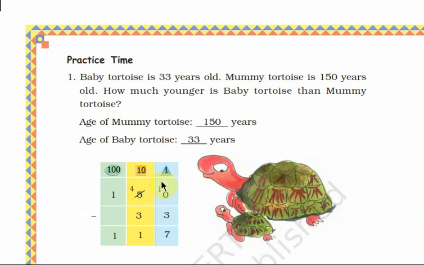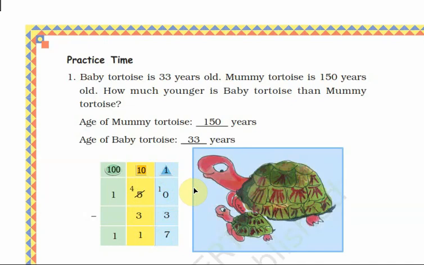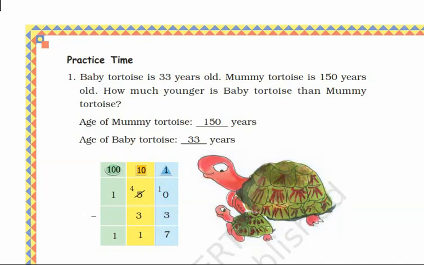As we borrow 1 ten towards here, this 0 will become 10 ones because 1 ten means 10 ones. So how many ones are here? Here it will become 10 ones, and as 1 ten is given to the ones place, here the 5 tens will become 4 tens. Okay, so 10 minus 3. How much is 10 minus 3? You will get 7. 10 minus 3 is 7. Then here 4 minus 3. 4 minus 3 is 1. Here nothing to deduct, so this 1 you can write it here. 1 minus nothing, so write 1 downwards.